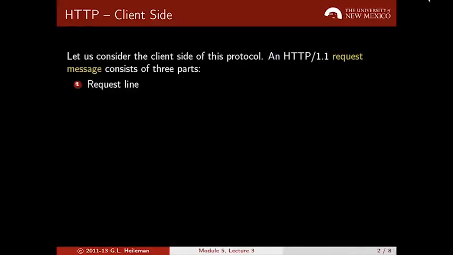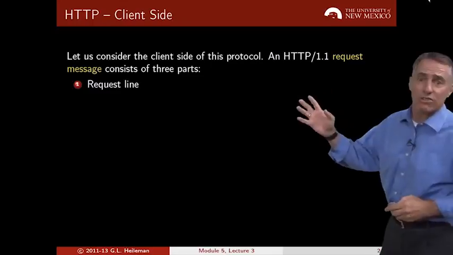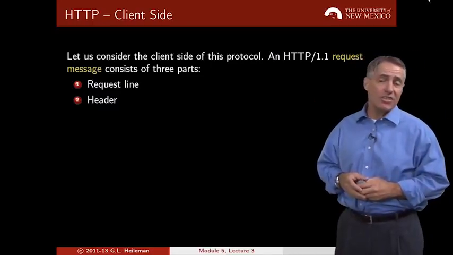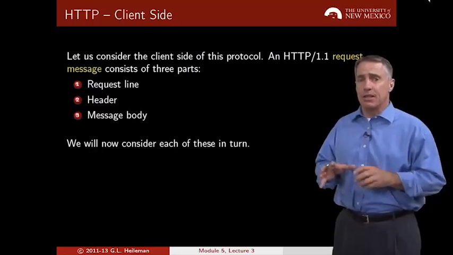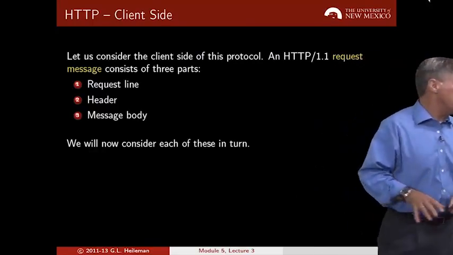Now, the client side of this protocol for an HTTP 1.1 request consists of three parts. The first is a request line. The second is a header. And finally, there could be a message body. Let's take a look at each of these piece by piece.